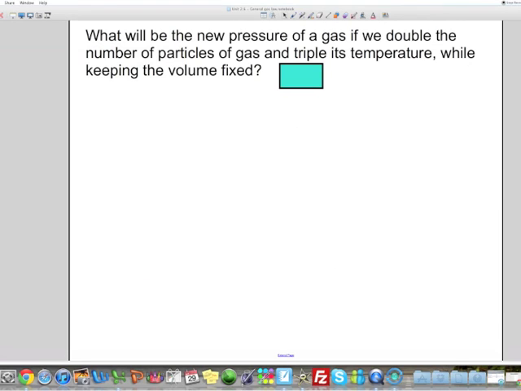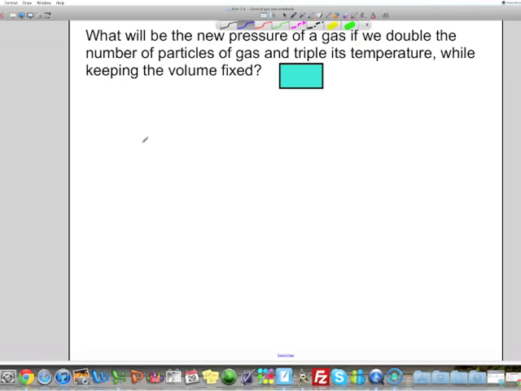Moving on to example number 2. This one is a little particular. There's 2 ways of doing it. I will do what I find is the simplest way, but some of you may not like it, so I'll give you an alternative after. So what will be the new pressure of a gas if we double the number of particles of gas and triple its temperature while keeping the volume fixed? Now they're not giving you any information. You have to either start replacing with numbers, which becomes a little complicated or longer, or what I personally prefer is to do it this way.